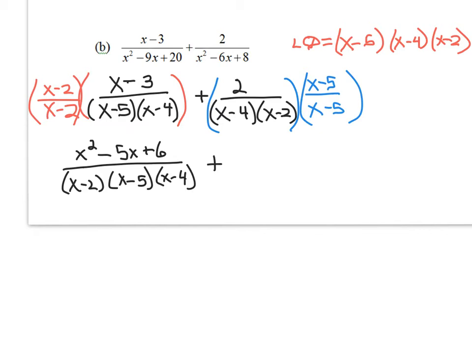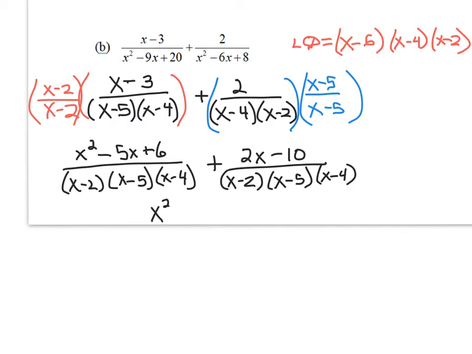Plus, second fraction, distribute the 2 times the numerator, so 2x minus 10 over common denominator. Now it doesn't matter what order I write my factors in my common denominator, they're just all being multiplied together. Now let's add together the like terms in the numerator, so I'm going to say x squared, negative 5x plus 2x is negative 3x, positive 6 plus negative 10, negative 4. Still over that common denominator of x minus 2 times x minus 5 times x minus 4.